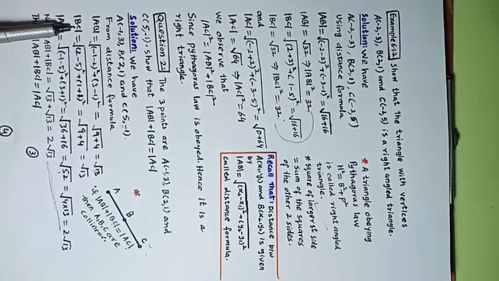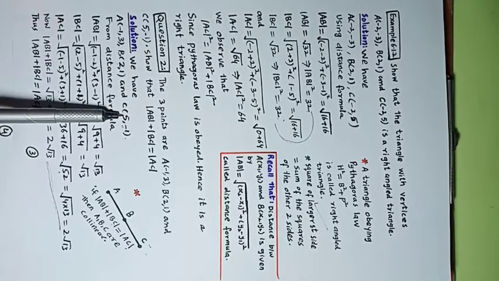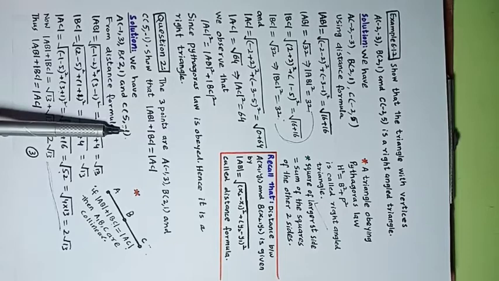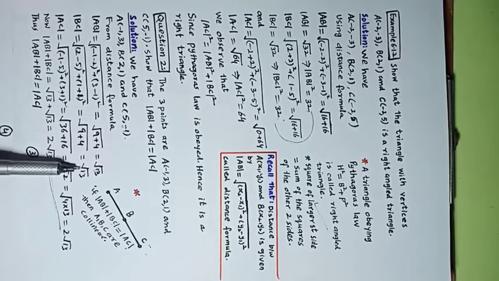Similarly, BC, you are subtracting the coordinates of point C from the coordinates of point B. So from first we are subtracting first coordinate, and from second we are subtracting second coordinate. So we have 2 minus 5 and 1 plus 1. This is -3 square 9, and this is 2 square 4. This is again square root of 13.